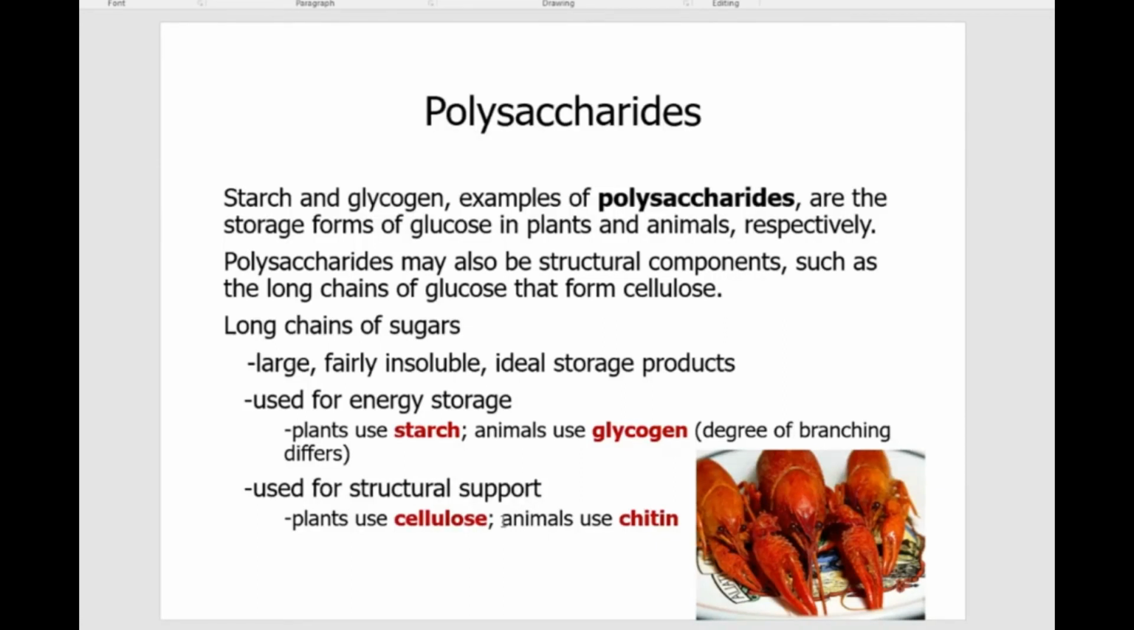Another form of polysaccharide found in some animals, in arthropods, is called chitin. Chitin is the carbohydrate component in these animals' exoskeleton, because you can see the hard shell, right? A big component in those shells is chitin, and chitin is a carbohydrate.